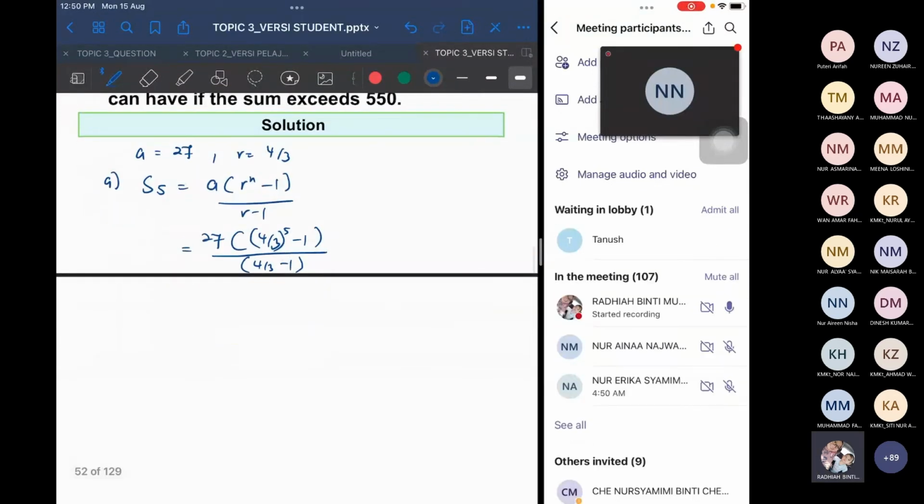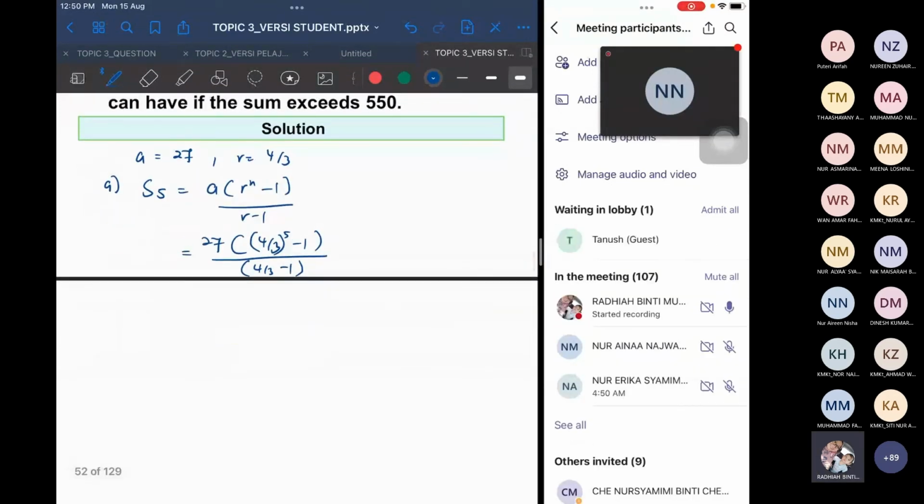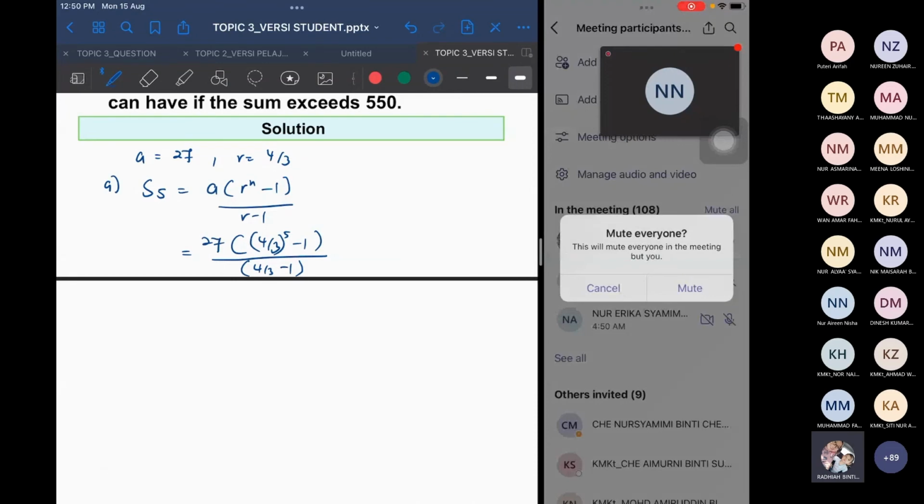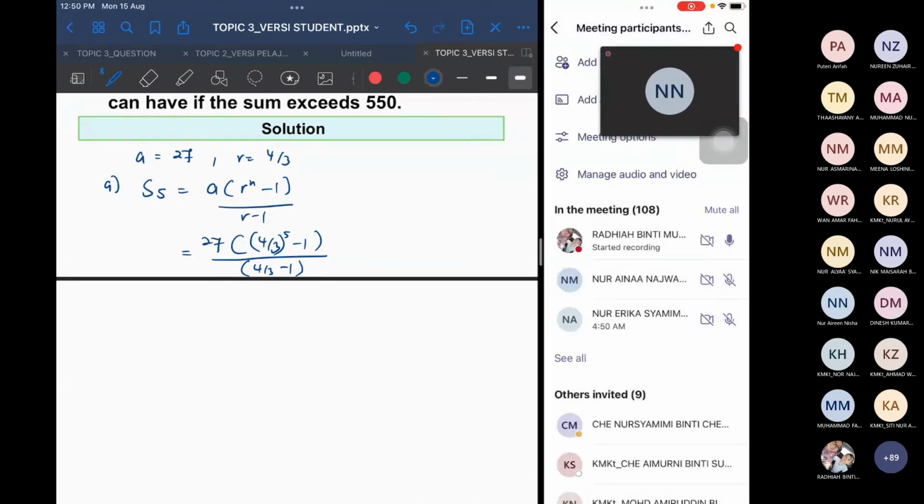Okay, so kat sini saya bagi jawapan dekat awak. Siapa yang nak masuk lagi ni? Tanush ni. Kenapa tak boleh nak tekan? Okay, so you kena dapatkan 260.33. Okay, make sure you press the calculator, you dapat jawapan tu.